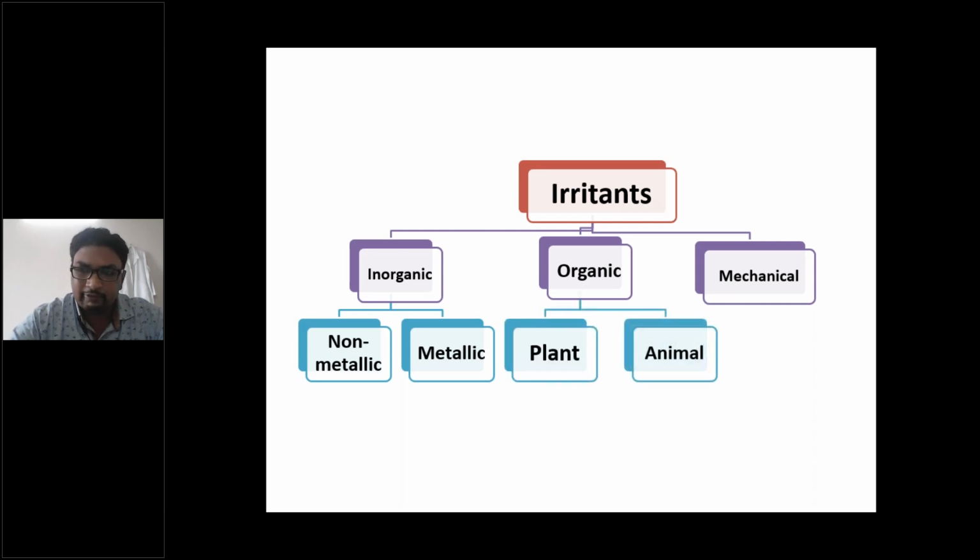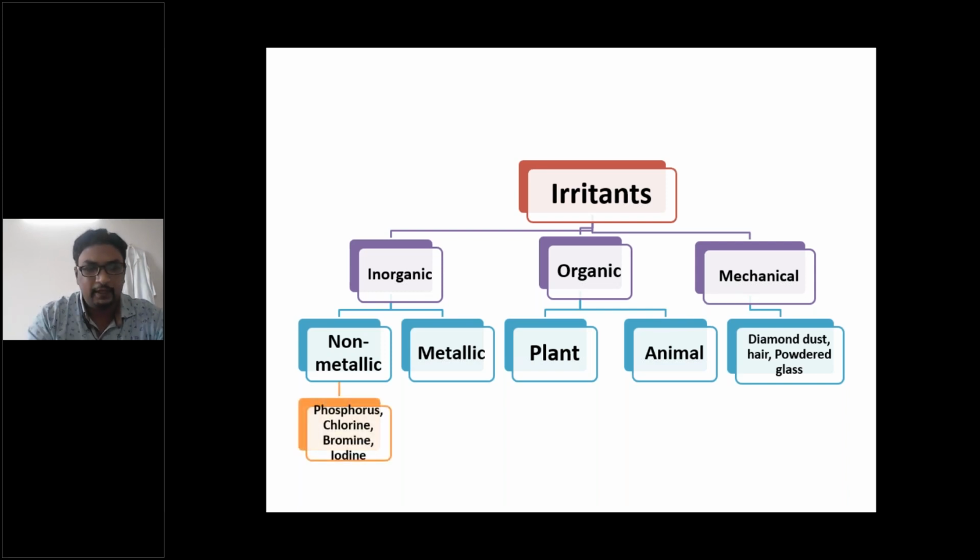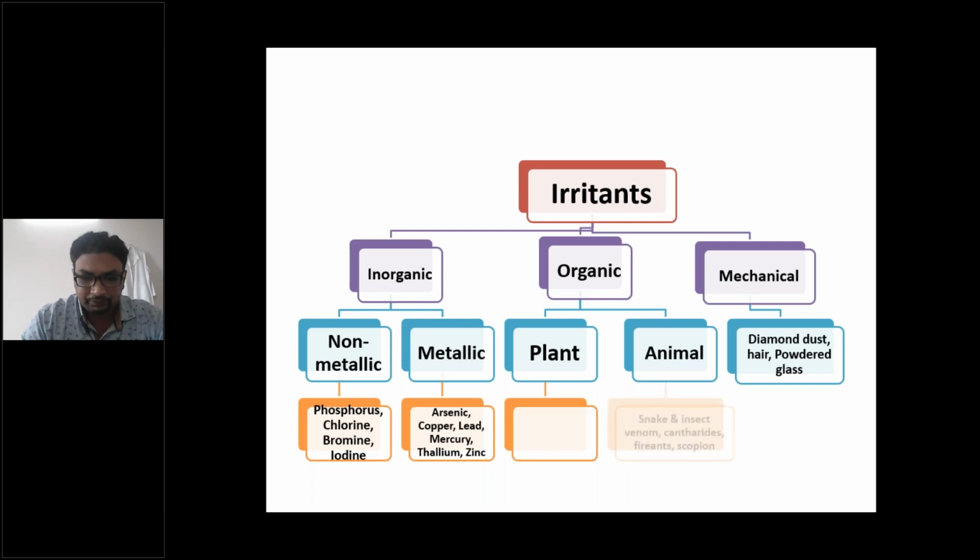Organic irritants are divided into plants and animals. Mechanical irritants, examples are diamond dust, hair, and powdered glass. In non-metallic poisons, examples are phosphorus, chlorine, bromine, and iodine. Metallic poisons, we have arsenic, copper, lead, mercury, thallium, and zinc. And we have seen arsenic poisoning.